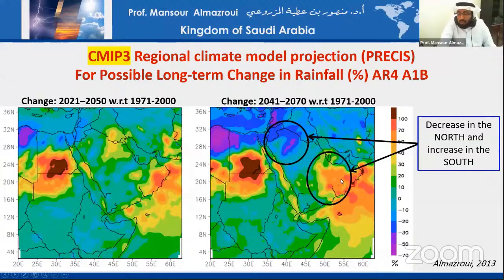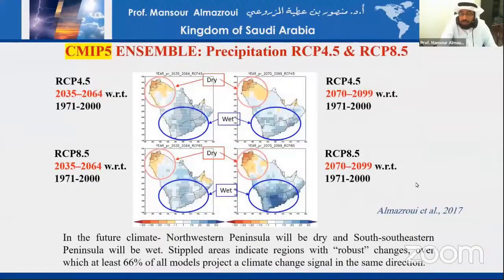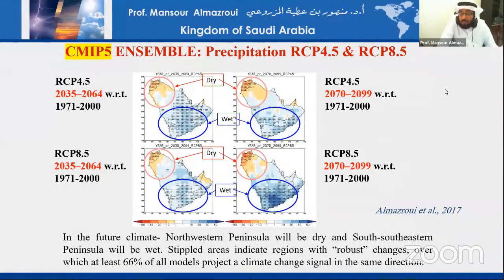But I want to go back to my paper, which was published in 2013. This is using CMIP3, and it shows that even the regional model shows an increase of rainfall over the southern part and a decrease of rainfall in the northern part. And this is really very significant. And when I did another paper, which was published in 2017, using CMIP5, it shows a similar signal.